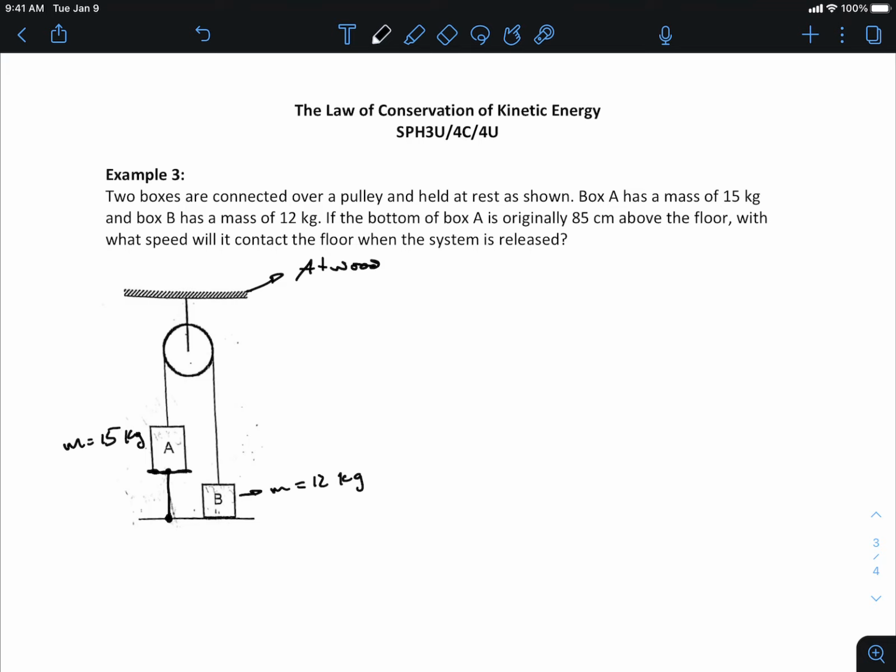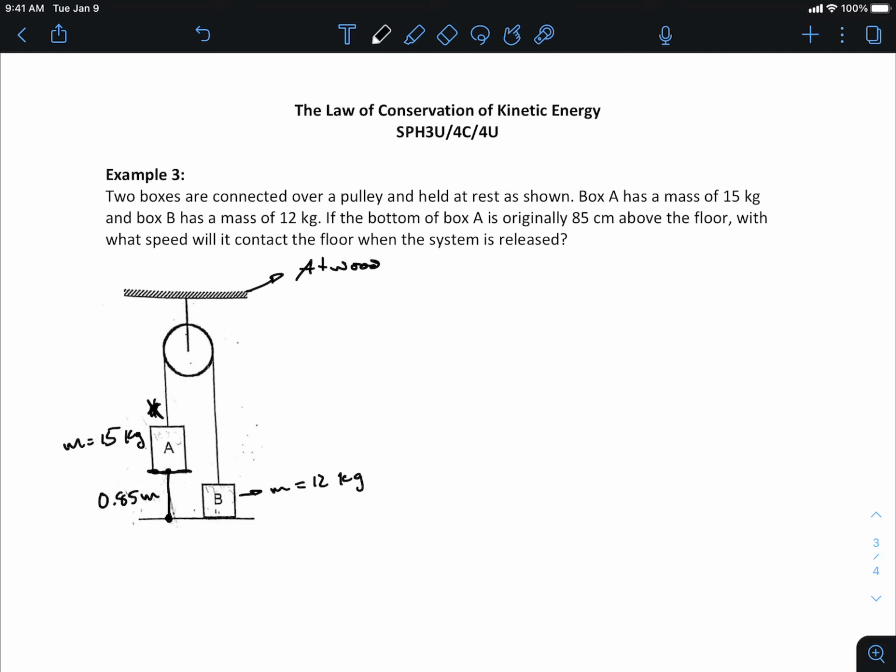We want to release this and release all this potential energy that's stored up in block A and transfer it into kinetic energy for the entire system. That's what's going to end up happening here. We also know the height of block A, which ultimately dictates how much potential energy is in the system: 0.85 meters is the height of block A off the ground.